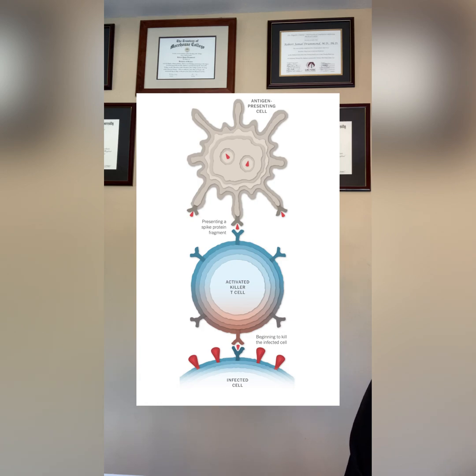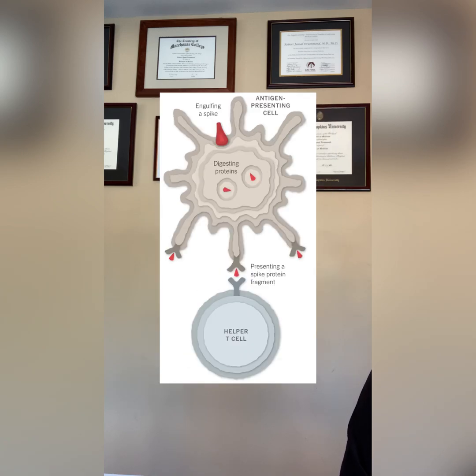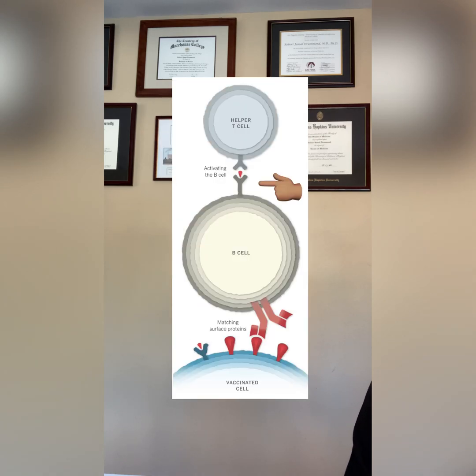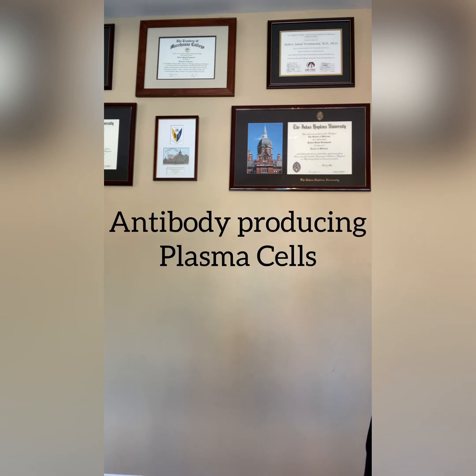It can interact with activated killer T cells. And those killer T cells can go and find other virally infected cells that have pieces of this spike protein on their surface, and destroy them. But it can also do what you see here. It can interact with helper T cells. Those helper T cells can then interact with B cells, and those B cells have a couple of different fates. They can either go down the lineage of becoming memory B cells, or differentiate into plasma cells.